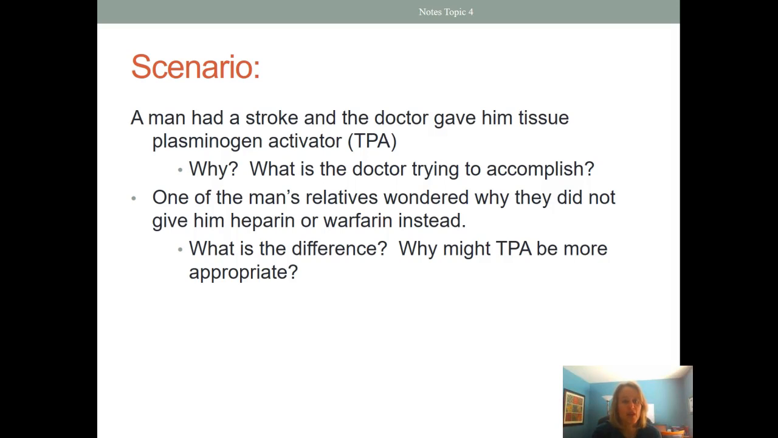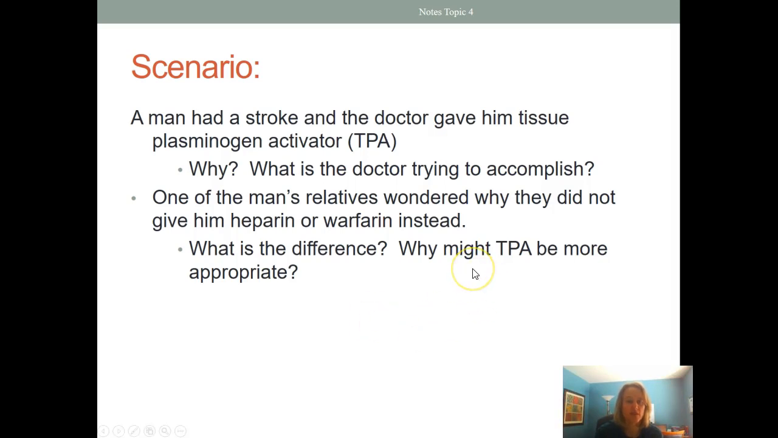Next scenario. A man had a stroke and the doctor gave him tissue plasminogen activator, or TPA. Why? What's the doctor trying to accomplish? And the next part of the question is, one of the man's relatives wondered why they did not give him heparin or warfarin instead. What is the difference, and why might TPA be more appropriate? Okay, so think about that for a minute.